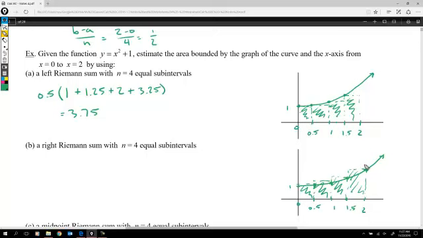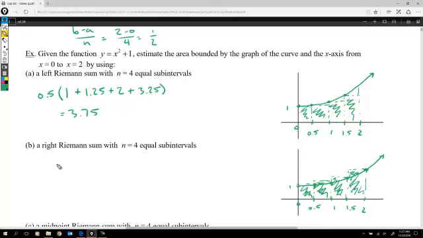Okay, so that should kind of give you an indication of if this is going to be an under or an overestimate of the actual area under the curve. All right, you can see this is going to be an overestimate because I have this extra area here. Whereas over here, underestimate because I have these gaps. Look at these gaps here.